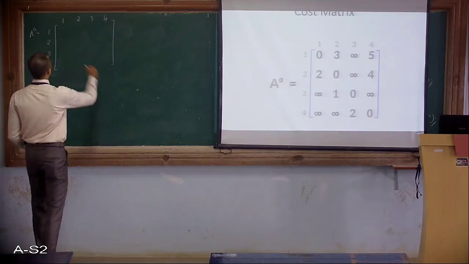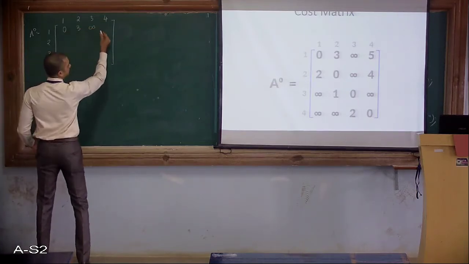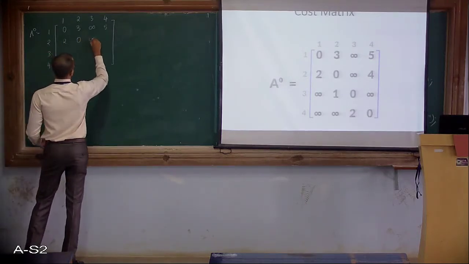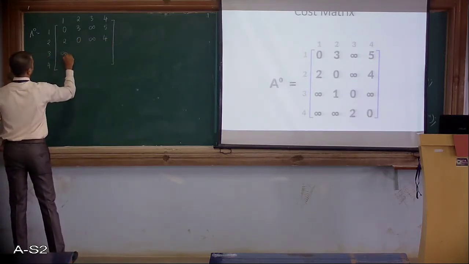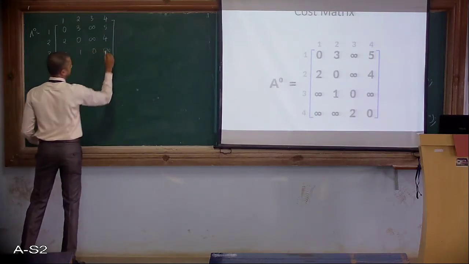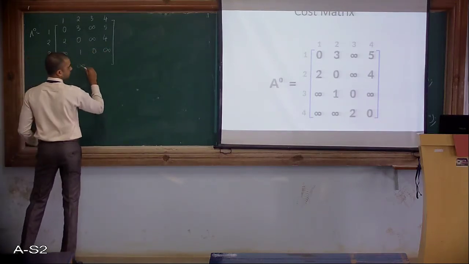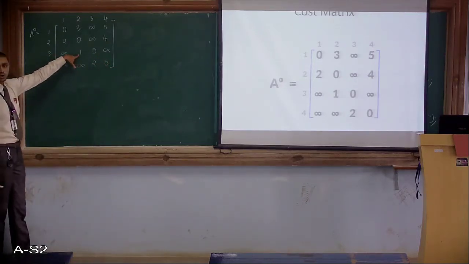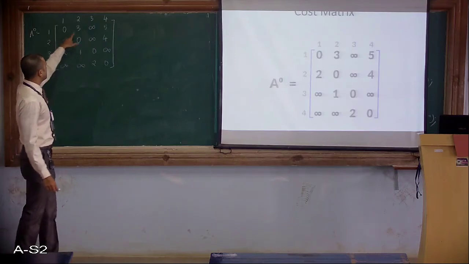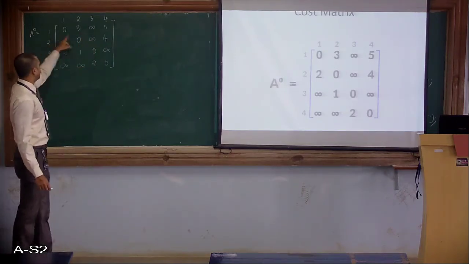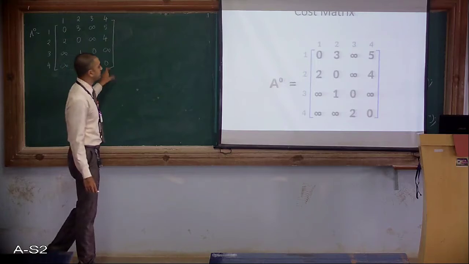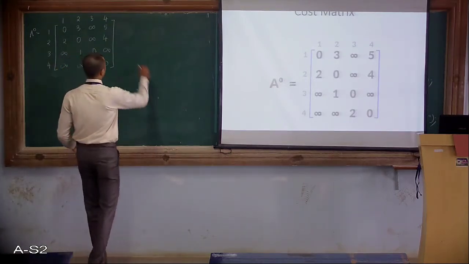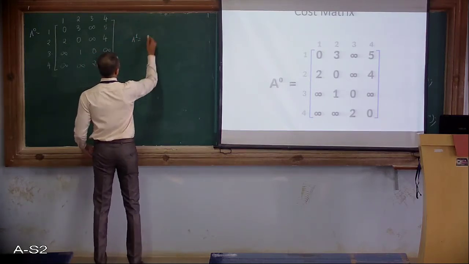So I'll just write down the costs. Wherever there is an edge, I am writing the cost associated with that edge, and wherever there are no edges, I have written infinity, and for self loops it will be 0. Alright. So using this cost matrix, I am going to calculate the first matrix. I am going to call it A1.